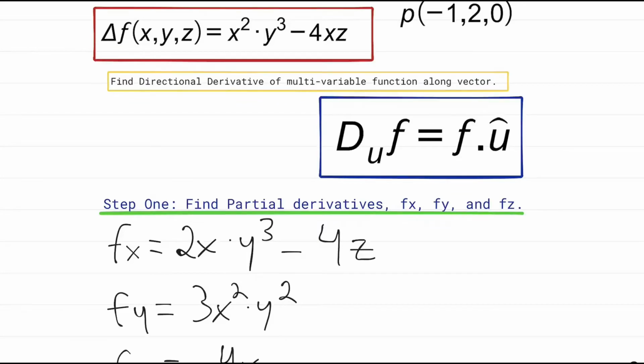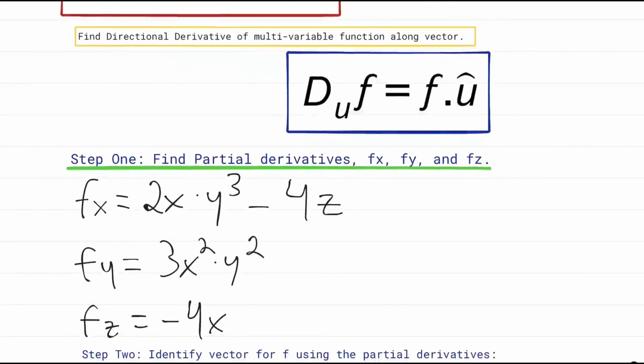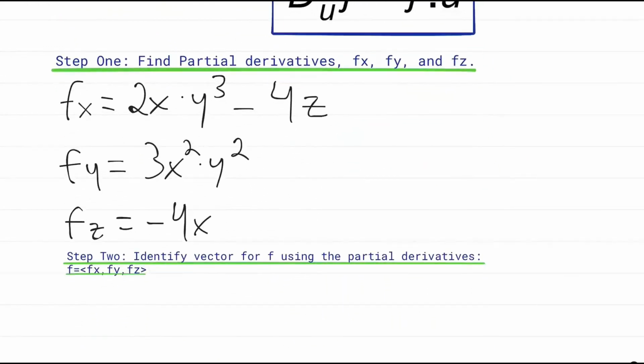For y, we don't worry about the last term, the minus 4xz, because there's no y's, so all that's treated as constant. Partial derivative with respect to z, we don't worry about the first term because it's a constant, because there's no z terms in it, but the second term has a z. So the partial derivative of negative 4xz with respect to z, we drop the z and we're left with minus 4x.